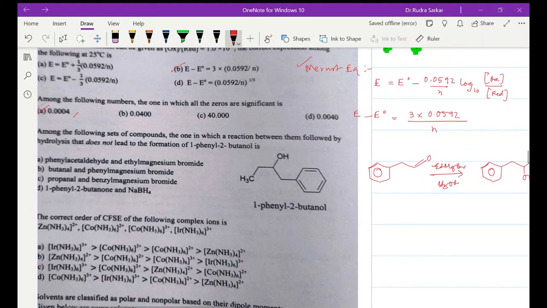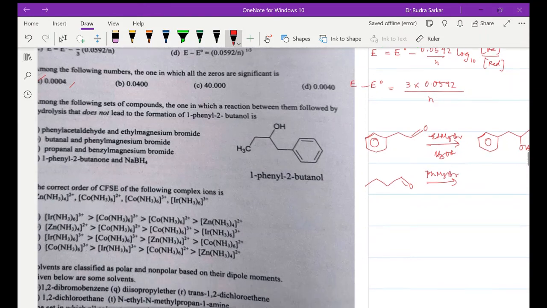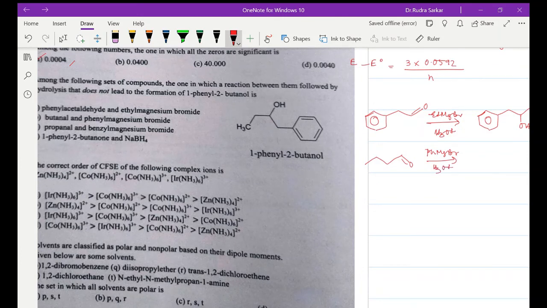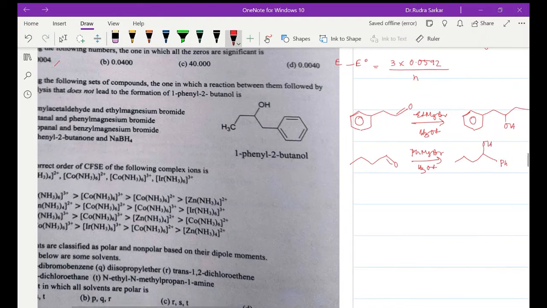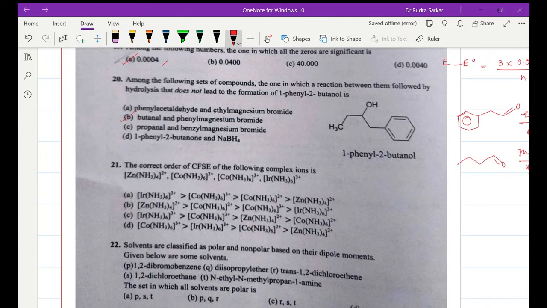Butanal reacted with phenyl magnesium bromide. So what is butanal? And if you react this with PhMgBr followed by hydrolysis, this will not give you the desired 1-phenyl 2-butanol. Okay. So this is the reaction, and that will be the correct answer.